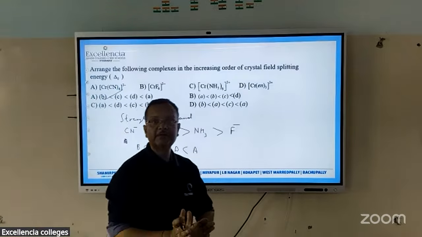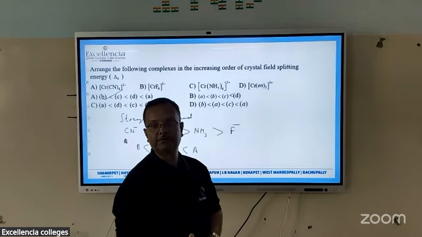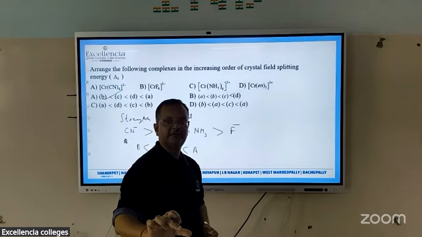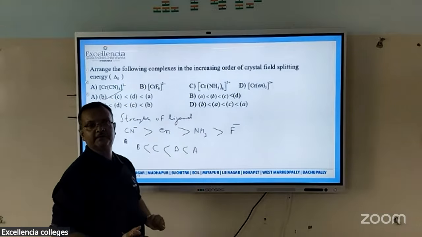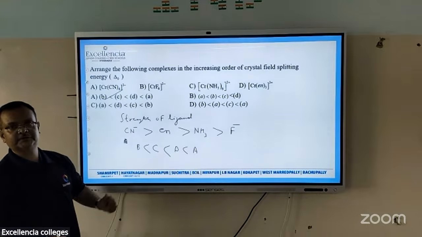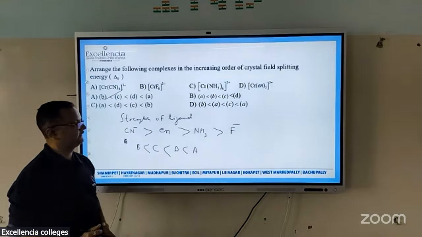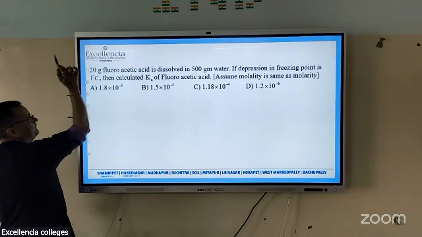Fine. So it was a highly conceptual question. You are applying the strength of ligand comparison, and with the help of that, we can directly find out the crystal field splitting energy. We can compare that with the strength of the ligand. So please have a look at that. It's an easy question, but highly conceptual. Very nice. Fine, correct? Okay. Let's do the next.